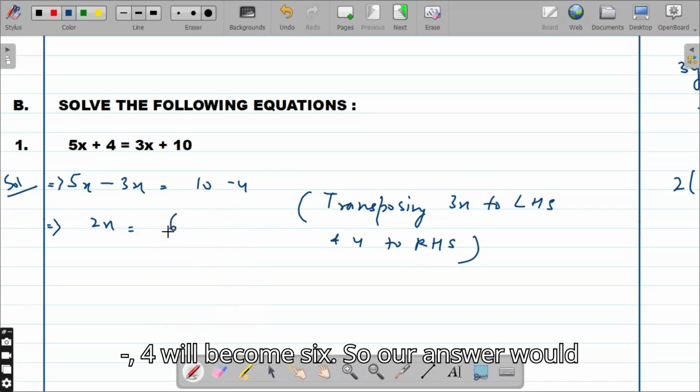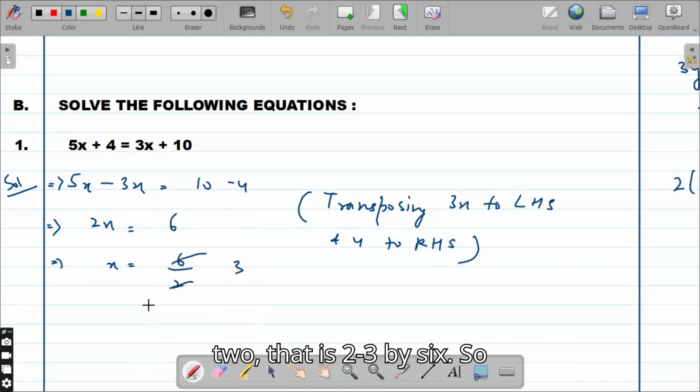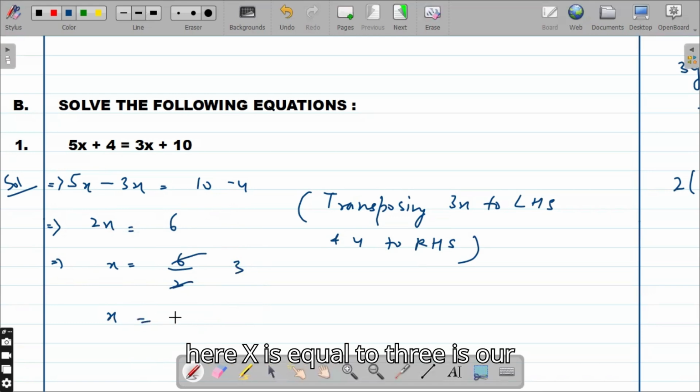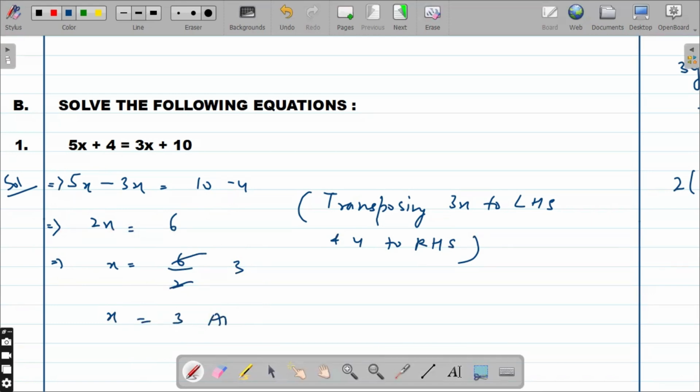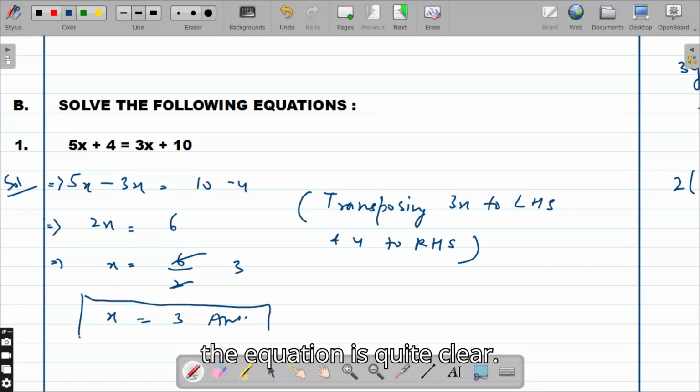10 minus 4 will become 6. So our answer would be coming out to be x is equal to 6 by 2. That is 2, 3 is 6. So here x is equal to 3 is our answer. Hope each step of the equation is quite clear.